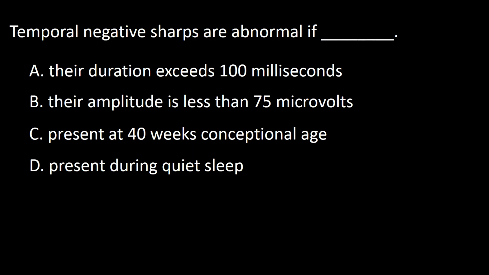Temporal negative sharps are abnormal if A. Their duration exceeds 100 milliseconds, B. Their amplitude is less than 75 microvolts, C. Present at 40 weeks conceptional age, D. Present during quiet sleep. Several features allow us to distinguish temporal negative sharps from pathological sharp waves arising in the temporal lobe.